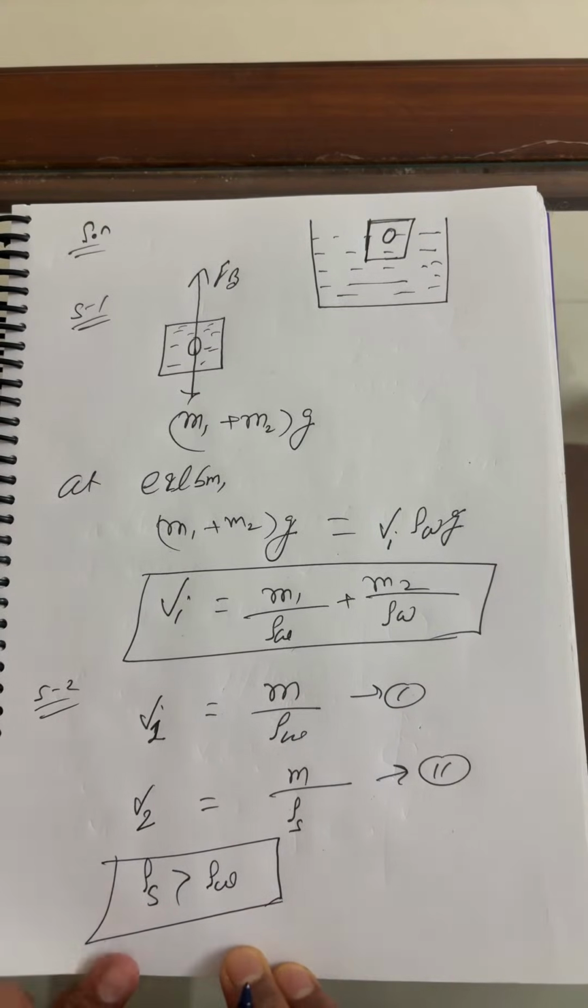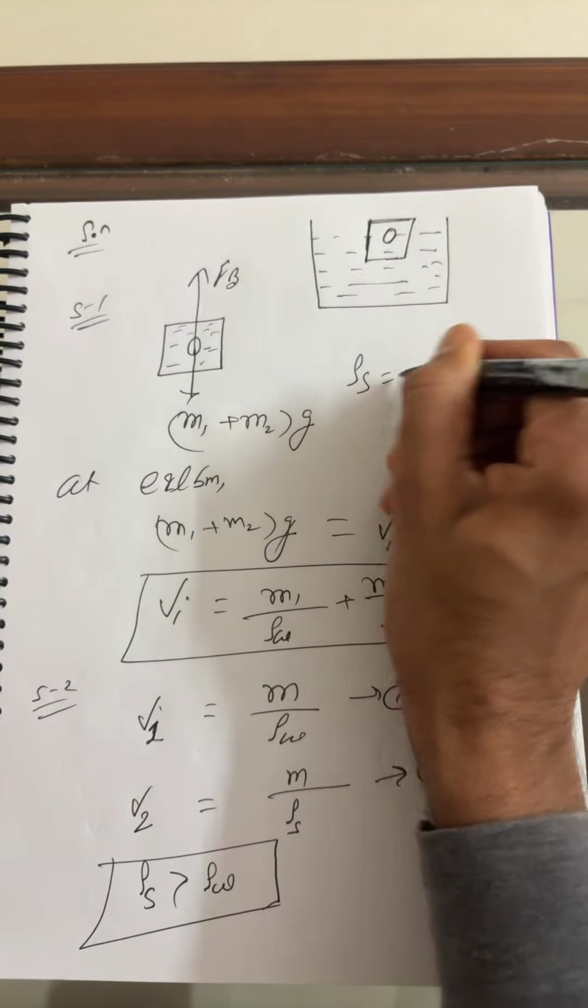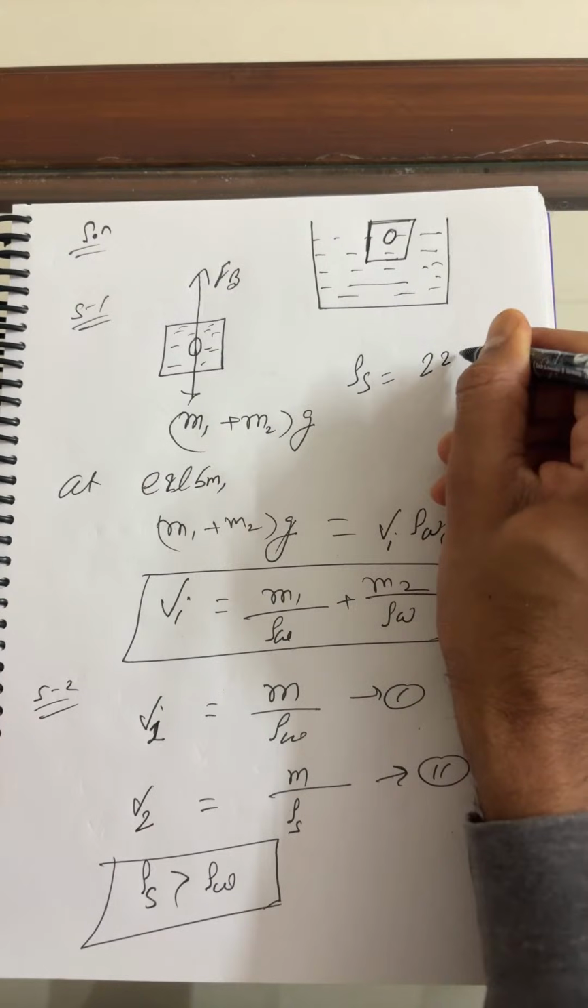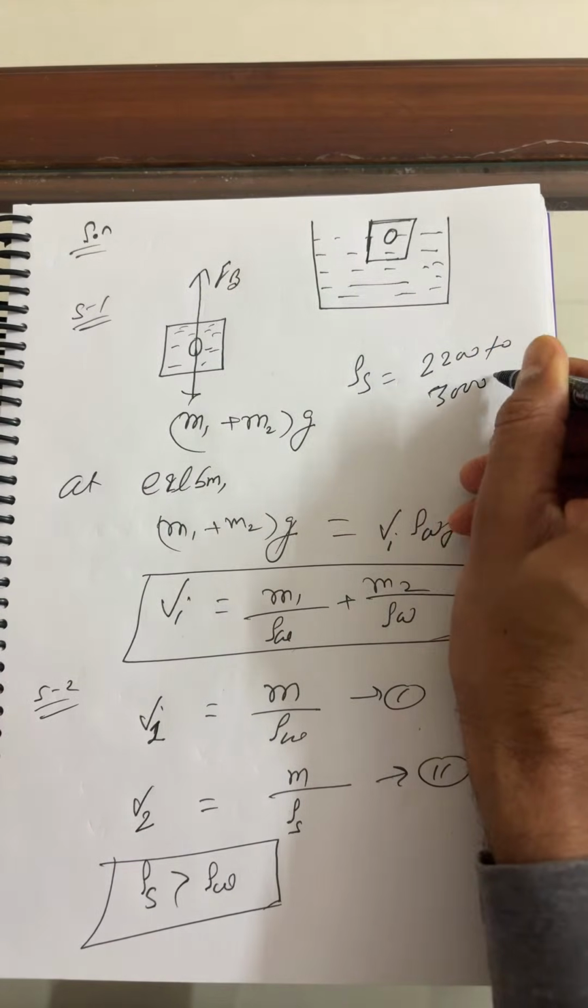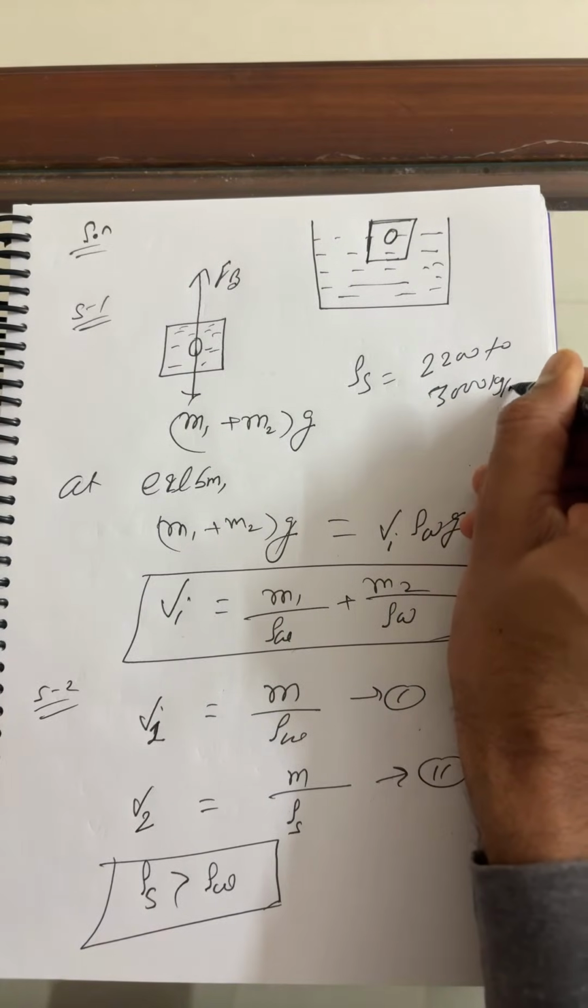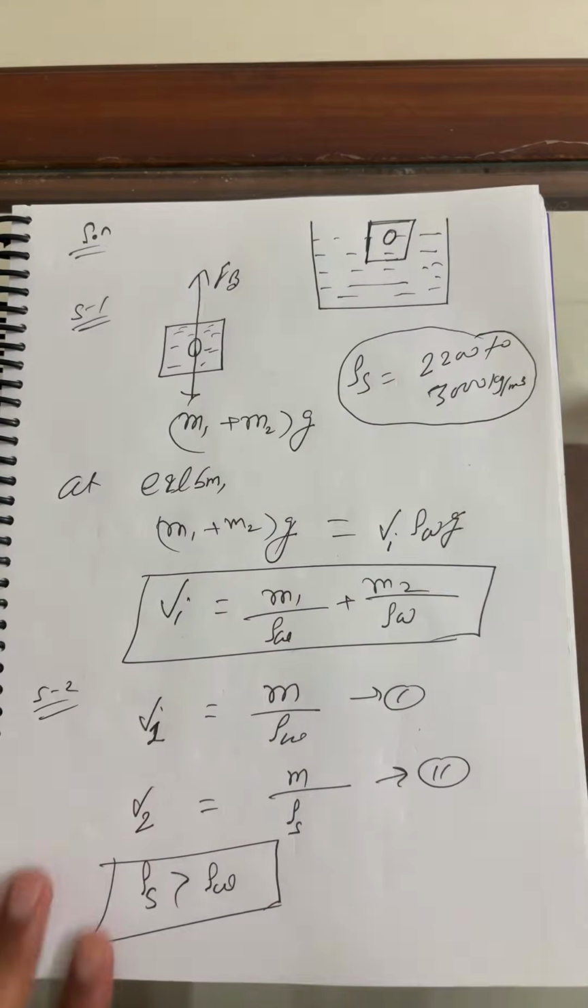Density of stone, beta, what? Greater than density of water. But I know density of stone, what is this here? Density of stone, beta, I can say 2200, there is a variation up to 3000 kilogram per meter cube. Density of stone, this is a variation here.